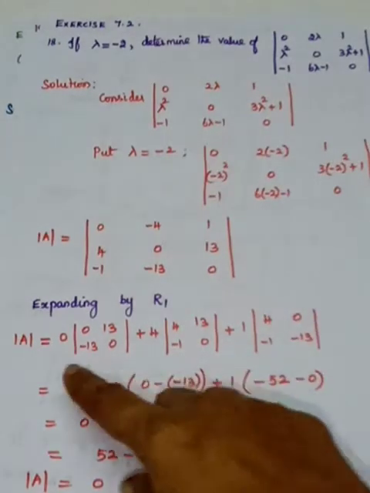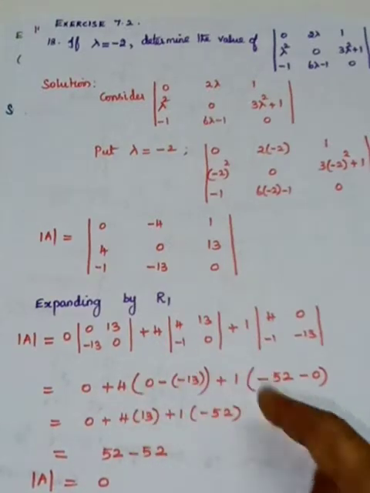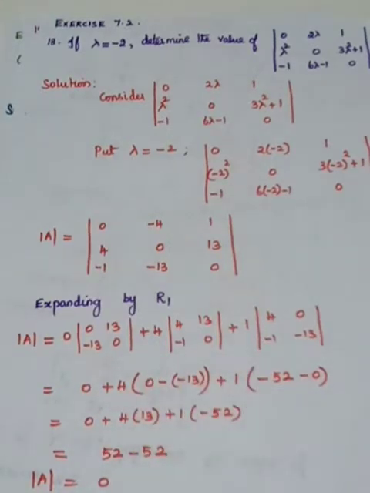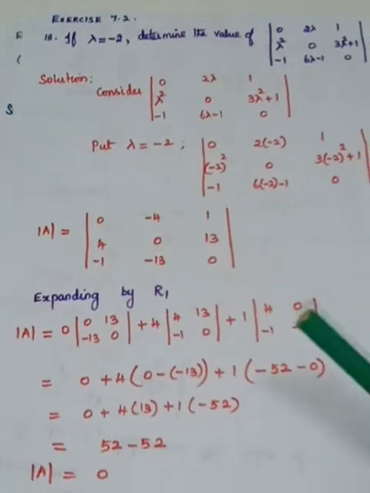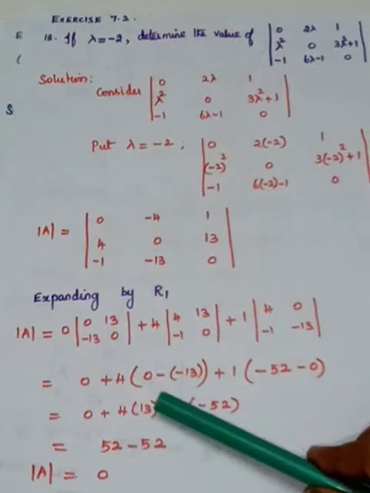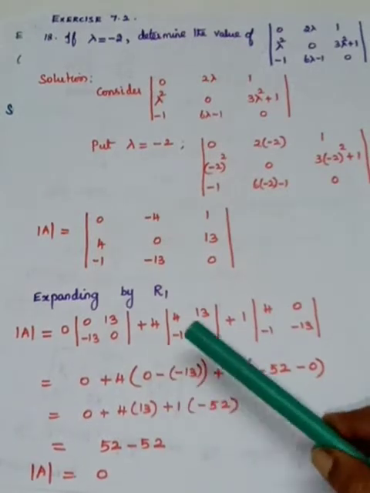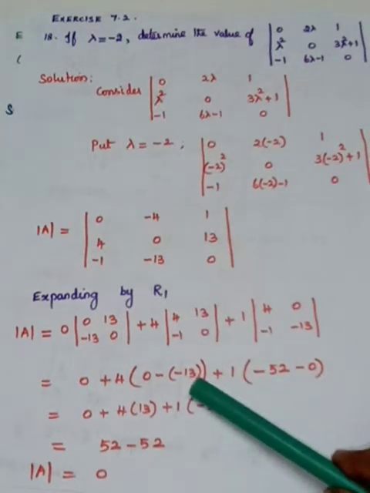Here 0 into anything will become 0. So plus 4 into, how to find the value of the 2 by 2 determinant? You have to multiply the main diagonal elements. What are the main diagonal elements? 4 into 0. So 4 into 0 is 0. In between you have to write minus. Then multiply the sub-diagonal elements. Minus 1 into 13 is minus 13.